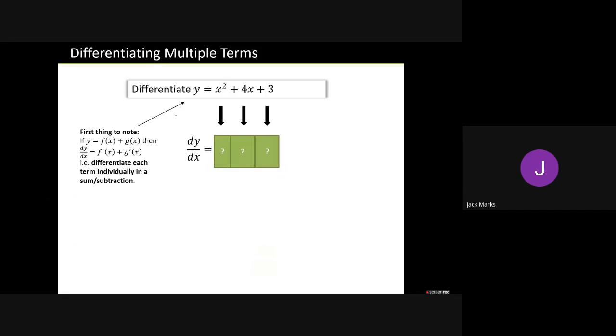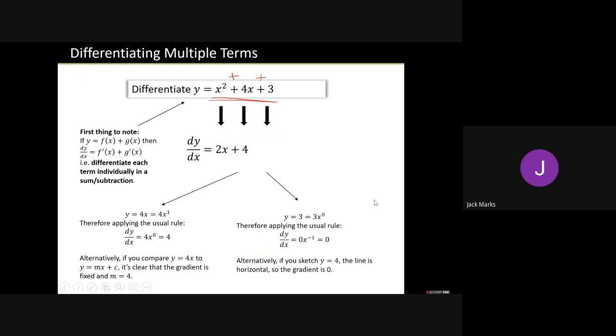How do we deal with situations like this? Well, it's very, very nice. If the terms are separated by addition or subtraction signs, you can actually just differentiate them each as you would expect. A couple of special ones here. So x squared is 2x. We've talked about that. 4x. Why is that 4? Well, bring the 1 to the front and you get 4.